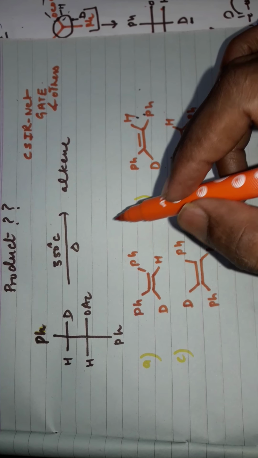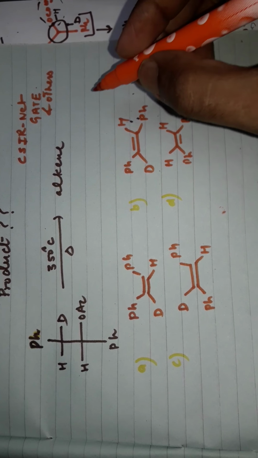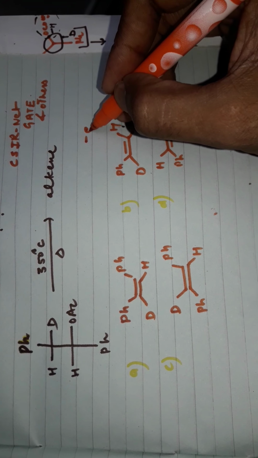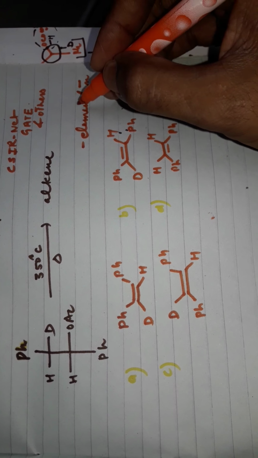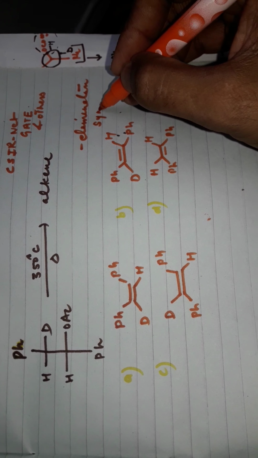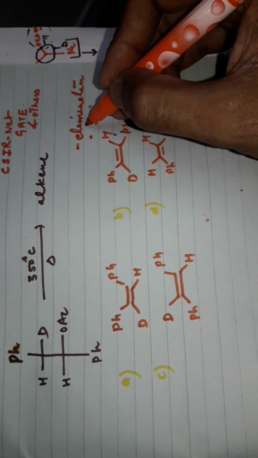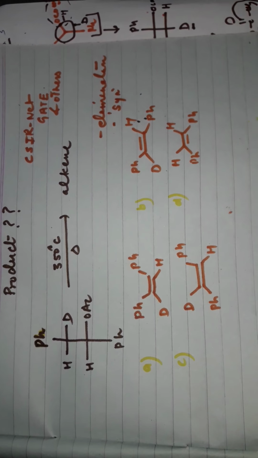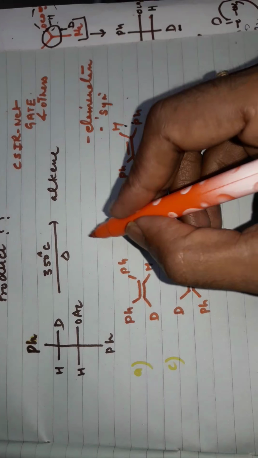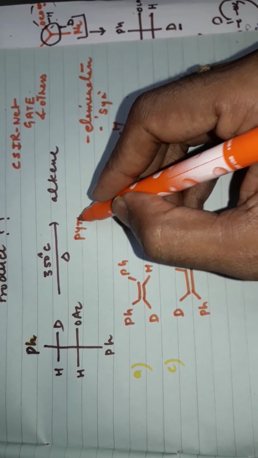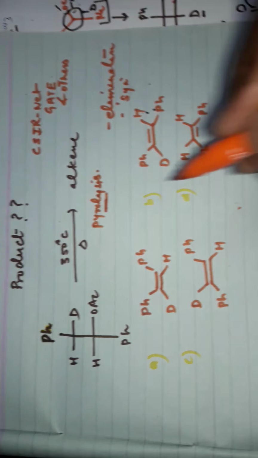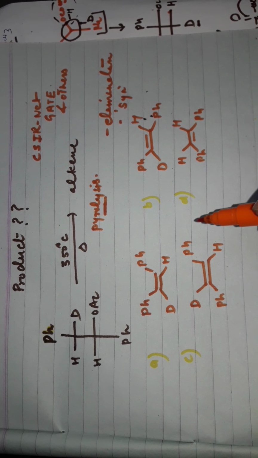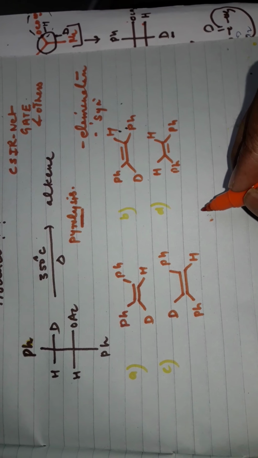You should know that it is a type of elimination reaction, and syn elimination takes place. Since the temperature is very high, it is a pyrolysis type of reaction. So first of all, suppose that we take one example.